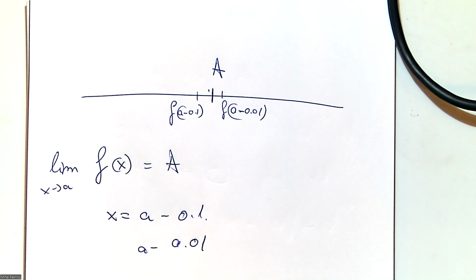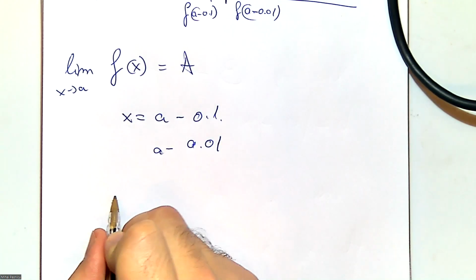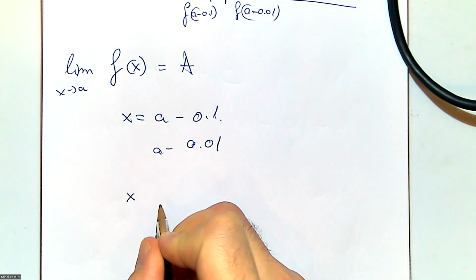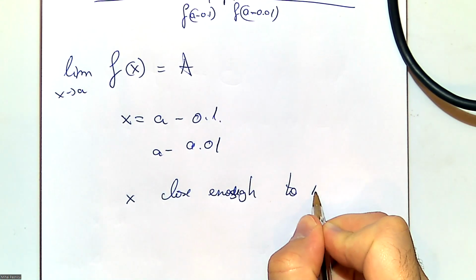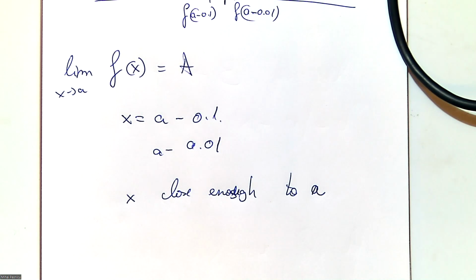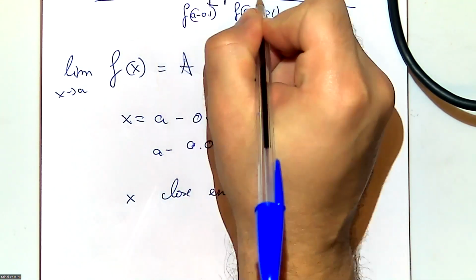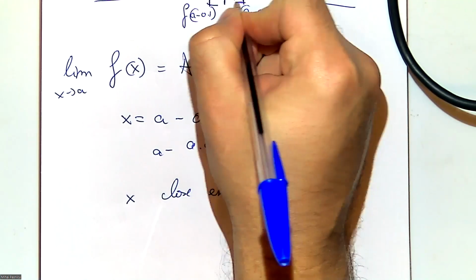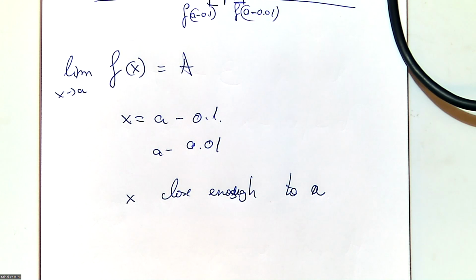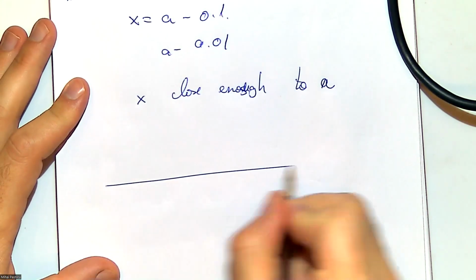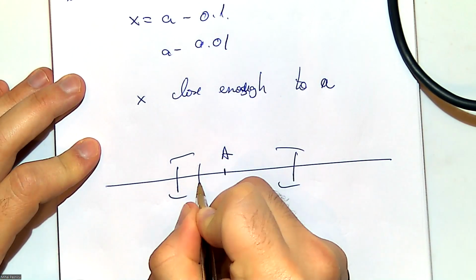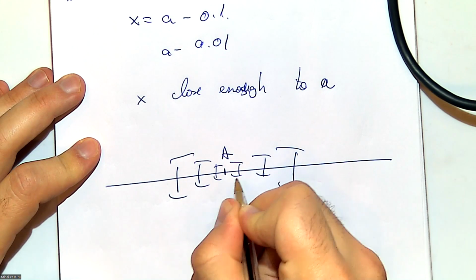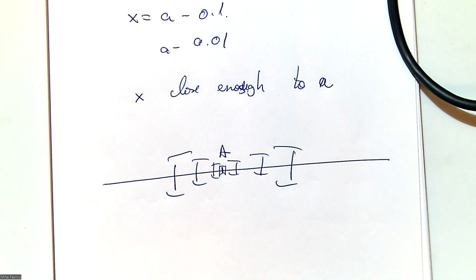Basically, if I just choose x close enough to a, I only get function values in this small interval around A. The idea is that you make that interval smaller and smaller and smaller until you just get to A. If this is A, you start with this big interval, and then you make it smaller, smaller, smaller, until you're basically stuck with A. That is the whole idea of a limit.